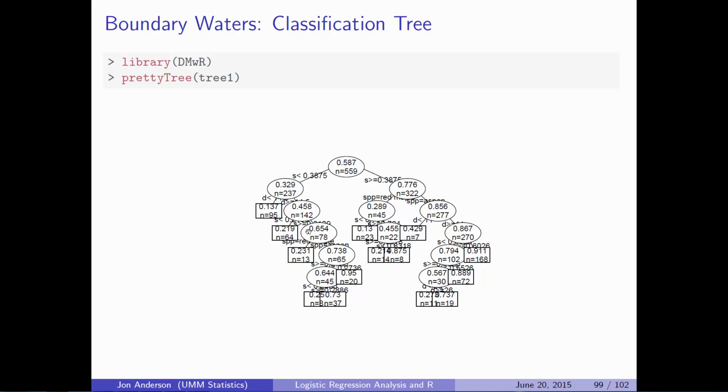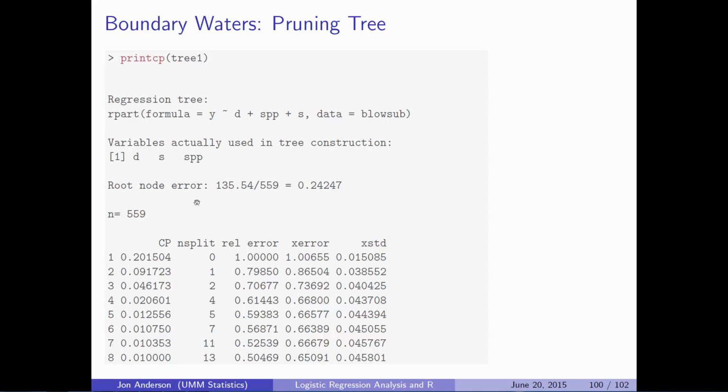As I said, it's complicated to read this diagram, so what you might want to do is trim or prune the tree so that it's not so complicated and you can just understand the most important splits. What you look for in the print CP function is the X error, or the cross-classified error, to decrease and then increase again. It looks like we hit a minimum in here somewhere. You try to find a place where that's fairly small.